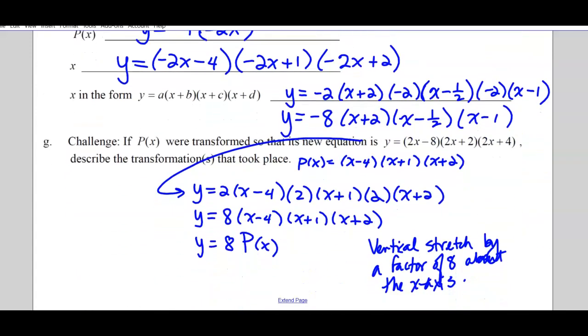We did the math behind it here to express it in terms of p of x, and we got the same thing. So there are different ways of figuring that out. But by finding the y-intercept and comparing it to the original, that can get you a vertical stretch. Yes, there could be translations, maybe it isn't stretched by 8 and then it's translated, but we know it couldn't be translated because we got the same x-intercepts.